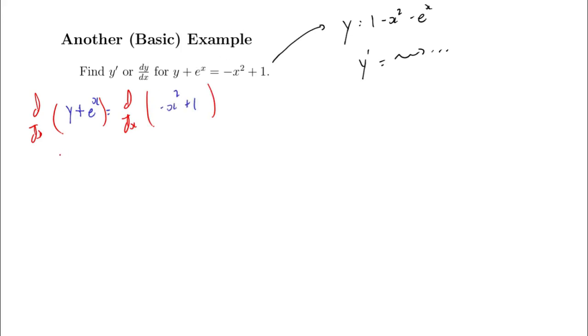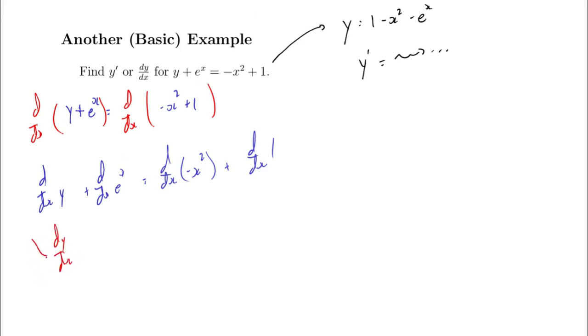And now, again, we can break this thing up and say, well, really, this is the derivative of y plus the derivative of e to the x, and that's going to equal the derivative of negative x squared plus the derivative of 1. And each of these we can find, right? We know that the derivative of y is dy over dx, or maybe if you want, we can use y prime. That's fine. Plus e to the x equals negative 2x plus 0. So we've got y prime equals negative 2x minus e to the x.